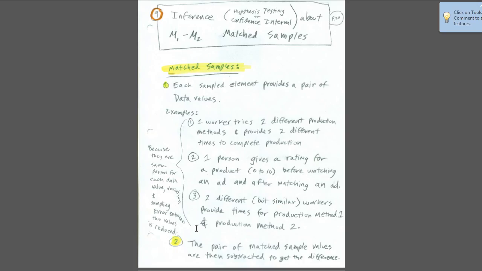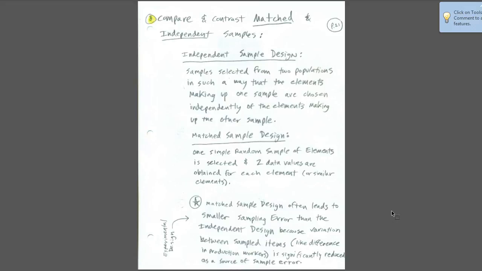Now, the nice thing about this is number 2 here, the pair of matched sample values are then subtracted to get the difference. And guess what? Then we only have one column to make our calculations on, and we're back to Chapter 3 where we did averages and standard deviations based on one sample. In essence, the difference will be our sample. Now, I'm going to hit page down and go to the next page.